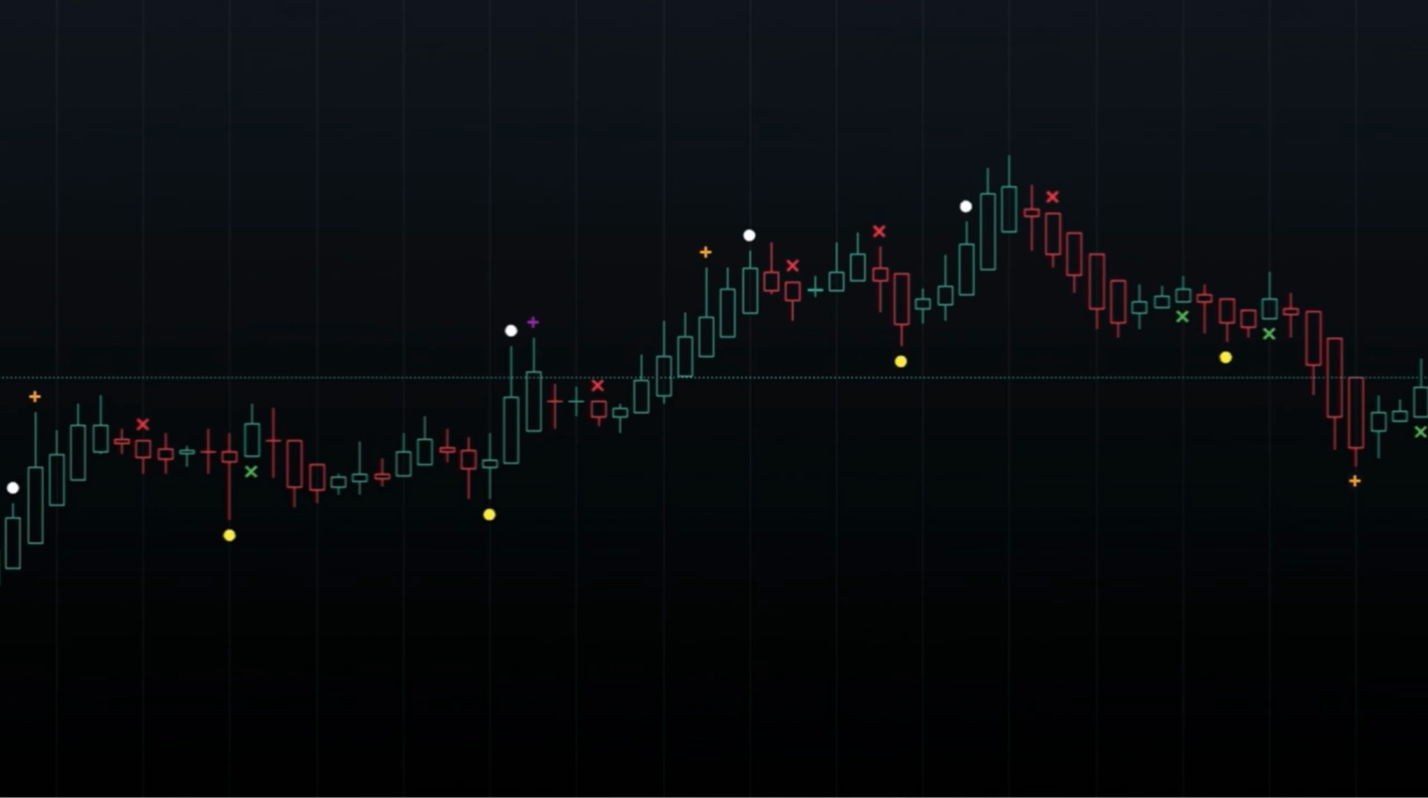Now let's talk about the crosses. There are two types, orange crosses and purple crosses. So let's talk about orange crosses on level 1. The orange crosses are even more sensitive than the dots. They're faster and riskier signals. So just like the dots, their positions tell you what is happening.